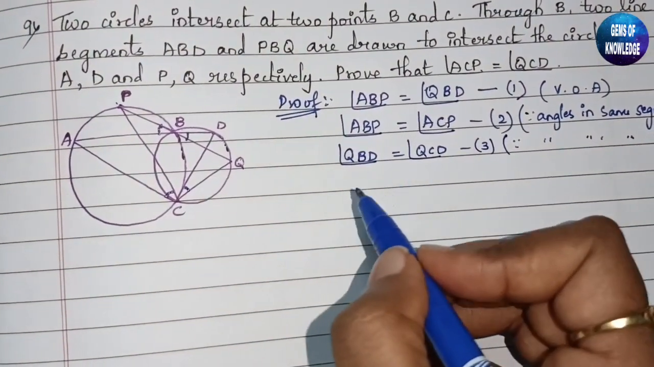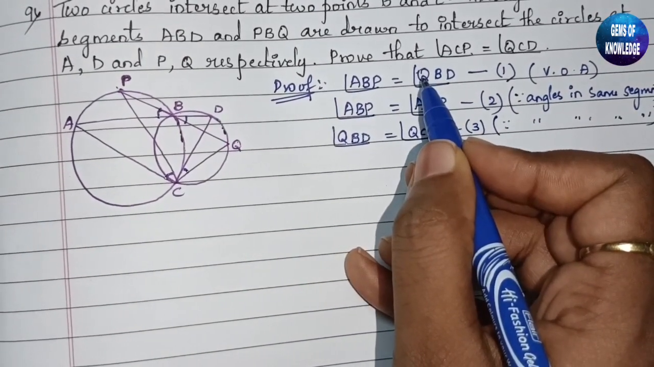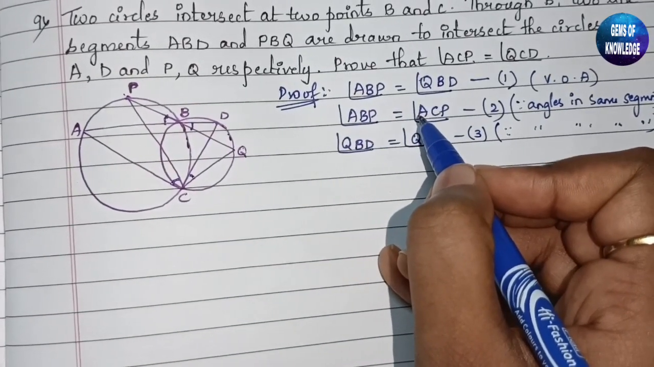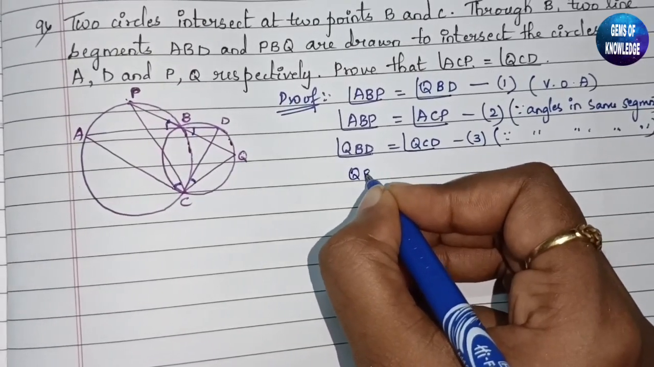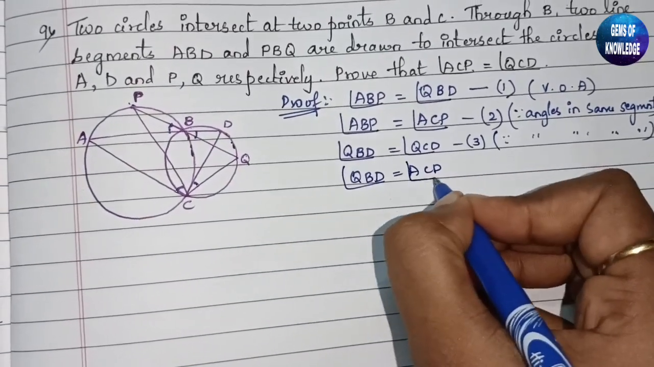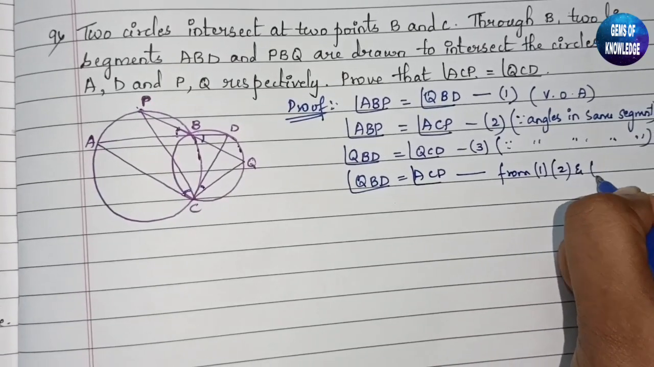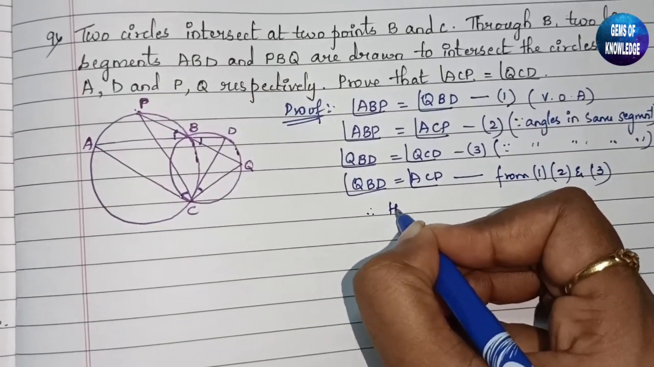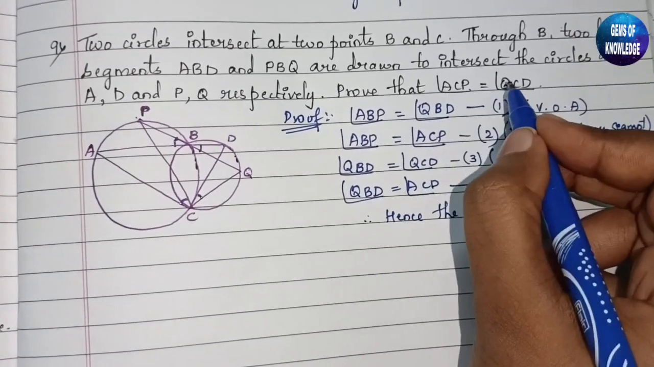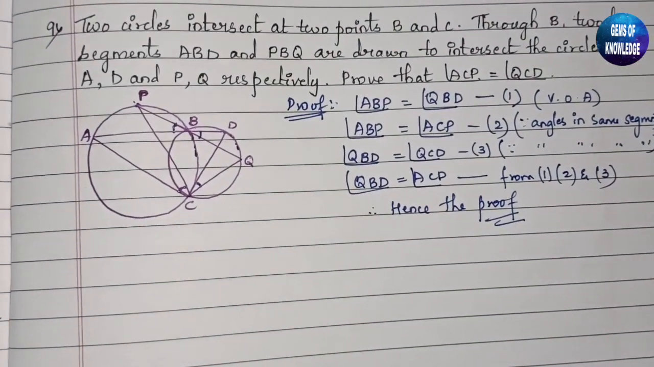Now as you can see, QBD is equal to ABP, already shown. Now this ABP is equal to ACP. So directly you can write QBD is equal to ACP, from equations 1, 2 and 3. Therefore, hence proved. We needed only these things, which are already done within these three equations. Okay, we'll move on to the next.